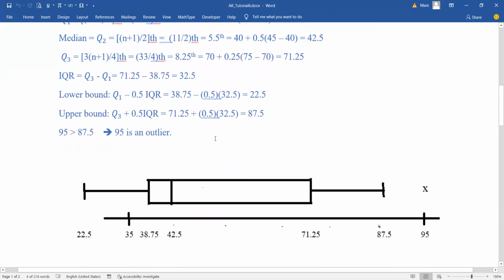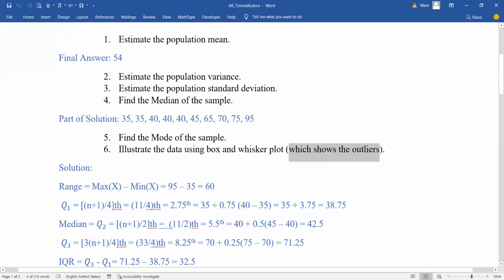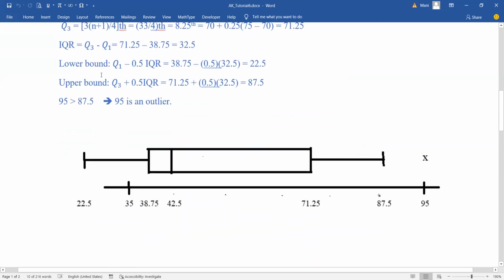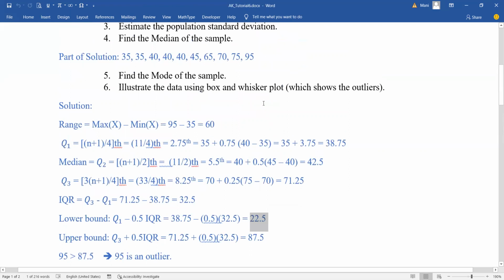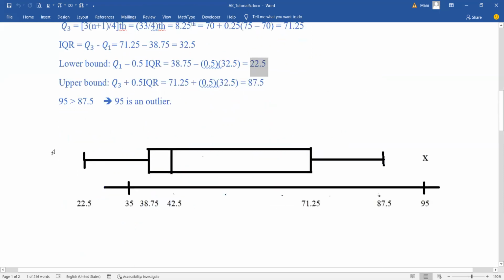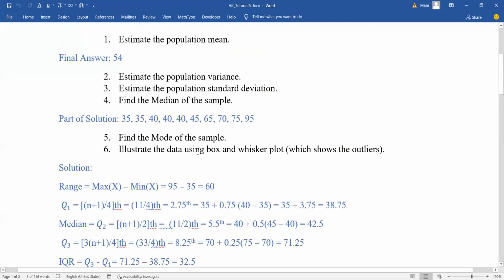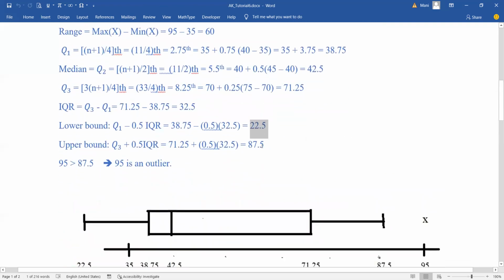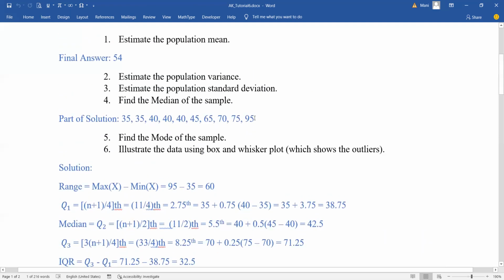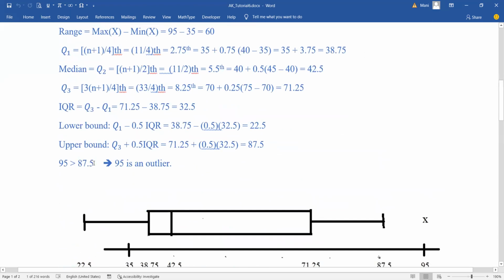Now, if I want to understand whether we have outliers or not, that's the way to check. I have my order data here, and I have my lower bound. My lower bound is 22.5. Do I have any value inside my order data which is less than 22.5? No. 35 is the smallest, and we don't have such a value. So from this side of the box plot, we don't have any outlier. But what about upper bound? Here it's 87.5. I can observe that there is one outlier here. 95 is bigger than upper bound, so 95 is an outlier.